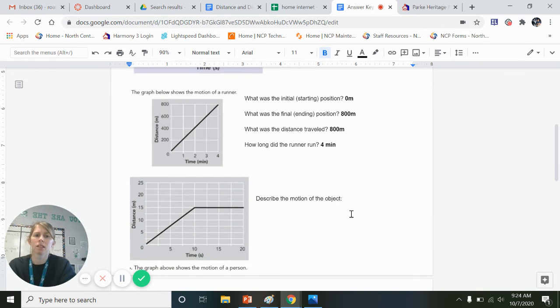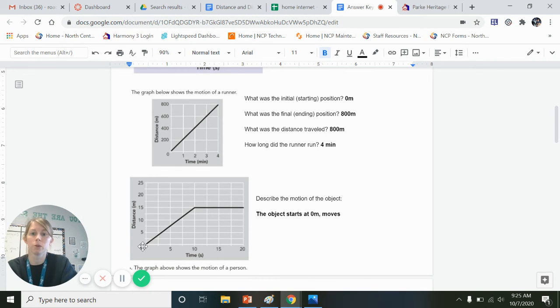Okay, this last one says to describe the motion of the object. When you describe the motion of an object, you should use as much detail as possible given your graph. And so definitely include your numbers and your units in your description. So the object starts at 0, and this is very detailed. So you can say the object starts at 0 meters, moves. So because it's a straight line, it's going to move in a continuous speed. We haven't talked about this yet, but it's moving in a continuous speed.